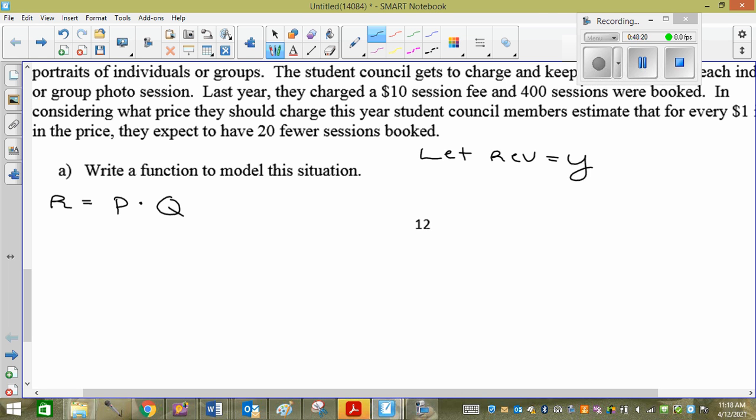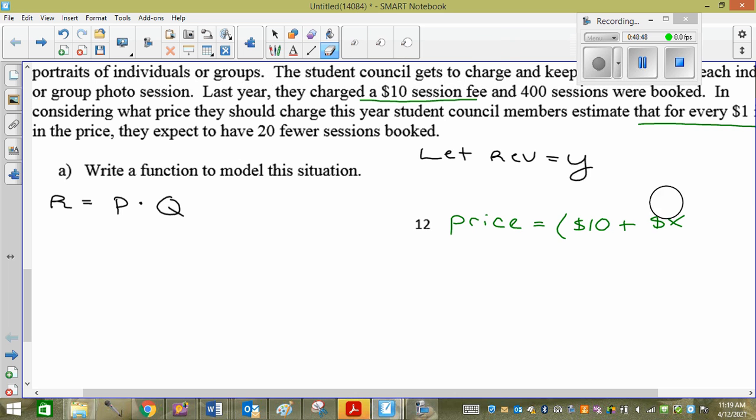So off to the side here, we're going to say, well, they are initially charged a $10 session fee, but they're saying that they're going to change the price by $1 here. So what does that mean we have? For our price, that's equal to, if it was originally $10, and they say they're going to increase it by $1, but we don't know how many dollars, so we're just going to say that's an X value, because that's to be determined, right?